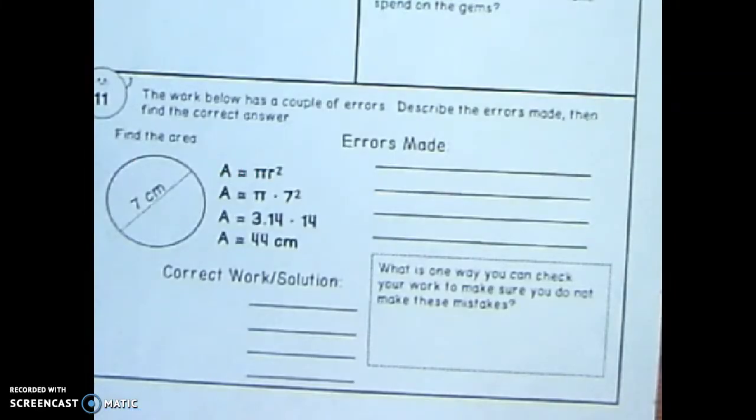The work below has a couple of errors. Describe the errors made and then find the correct answer. Alright, so the first thing they did is write area equals pi r squared. That is correct. Then they wrote area equals pi times 7 squared. It gave us 7 for the diameter. That's not right. They used the diameter instead of the radius. So they did not use the radius.